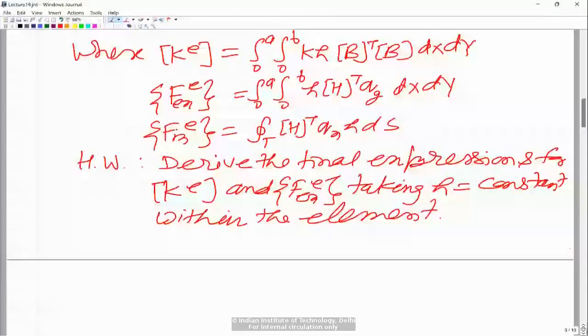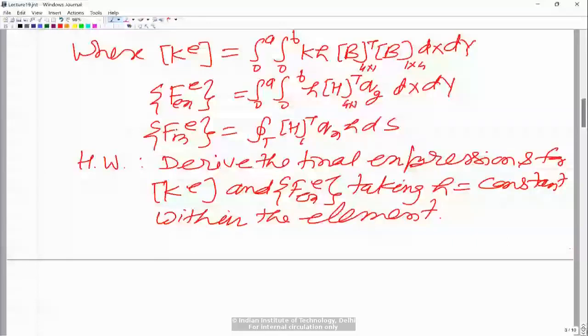Of course, the Ke will now be 4 by 4 because B is 1 by 4. B transpose is going to be 4 by 1. So earlier for the triangular element it was a 3 by 3 matrix. Now it would be a 4 by 4 matrix, and this would be a 4 by 1 vector. This is also going to be 4 by 1.